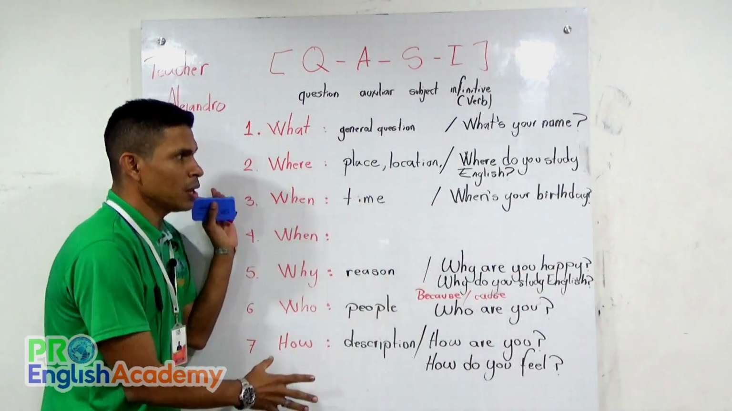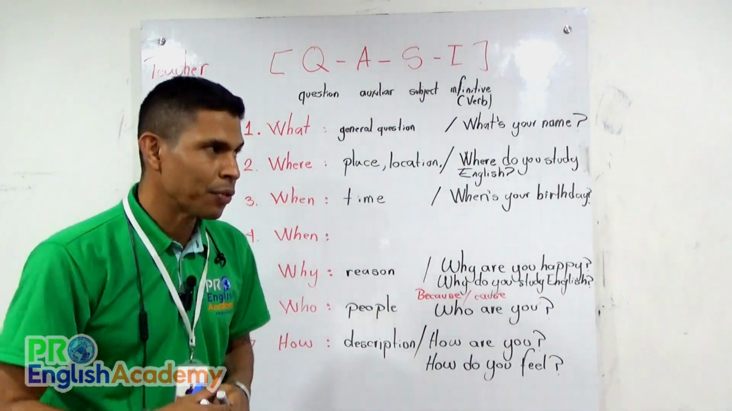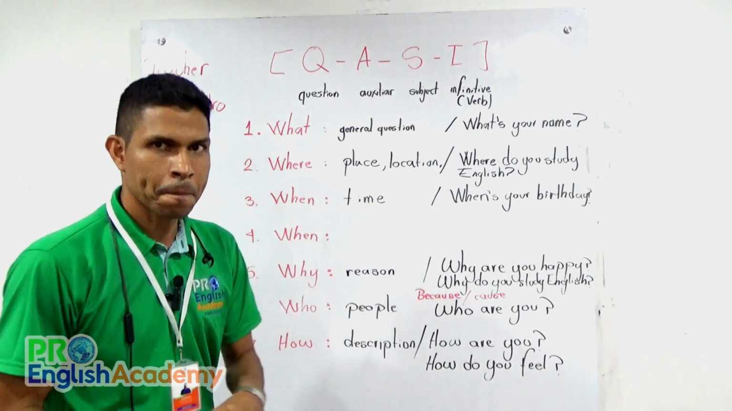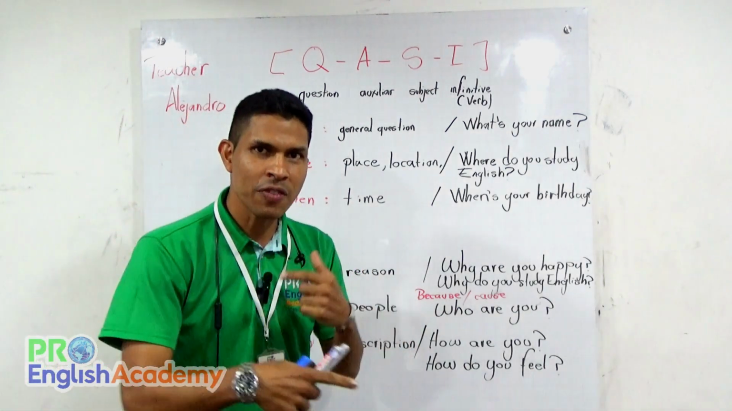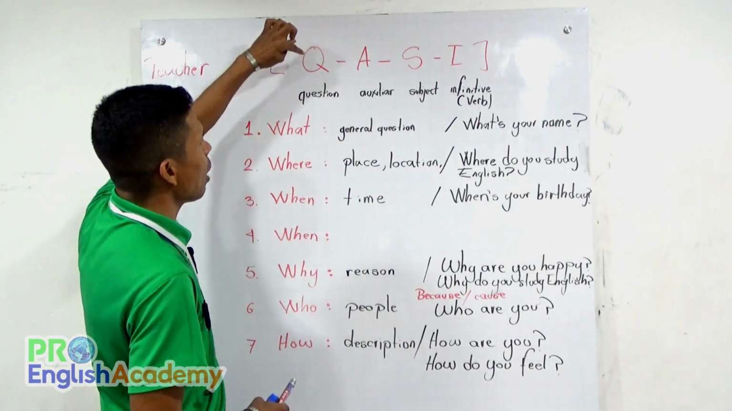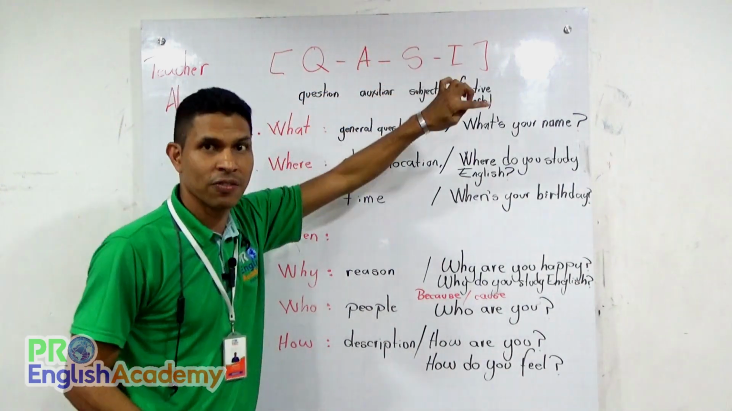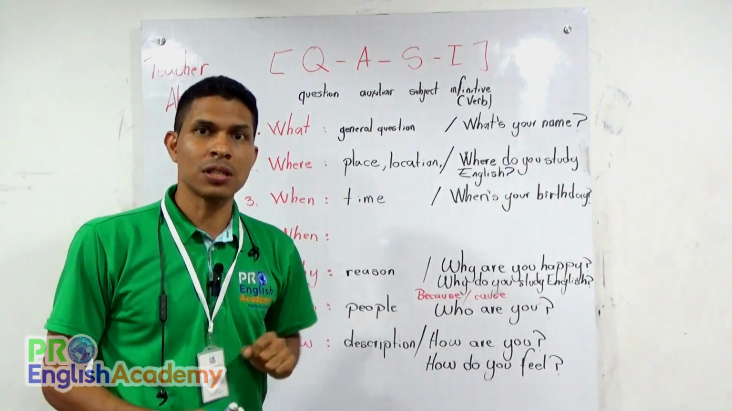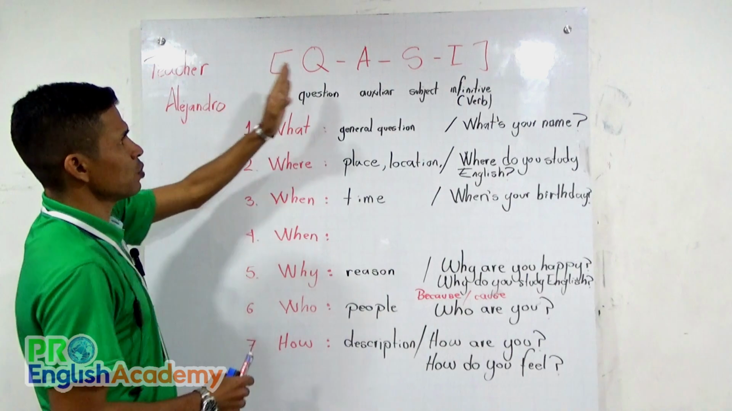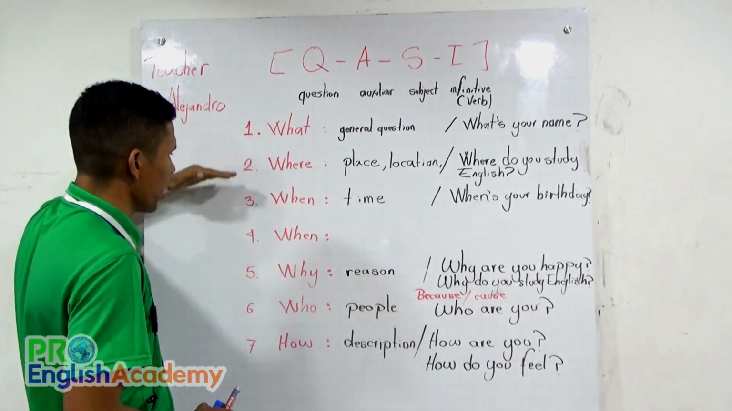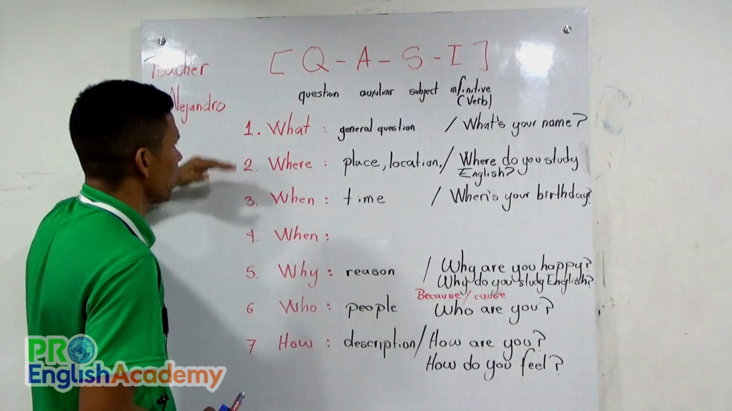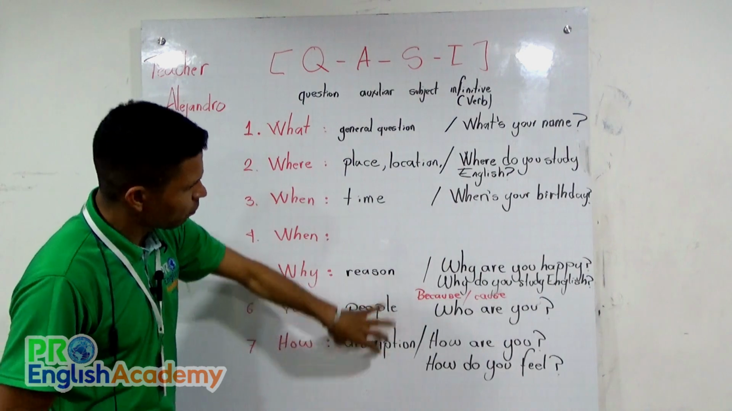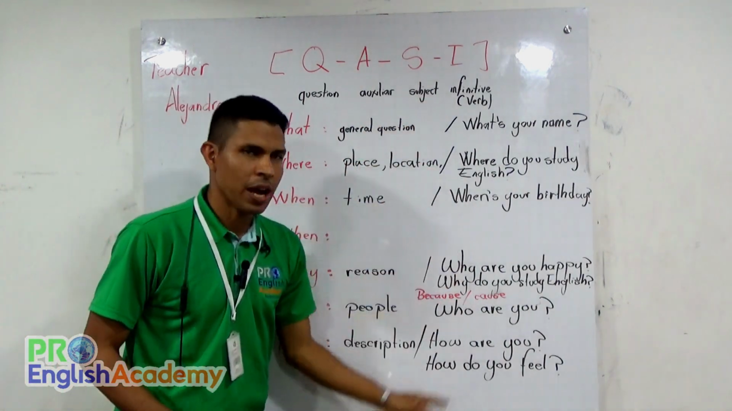This is a very easy, simple class about WH questions in English using question auxiliary subject infinitive. Stop the video, repeat the video, check the information, and observe how question auxiliary subject infinitive works in English, especially with the verb to be and the simple present. So remember, question auxiliary subject infinitive, then the questions what, when, where, why, who, how. What is the function of the question in some examples.